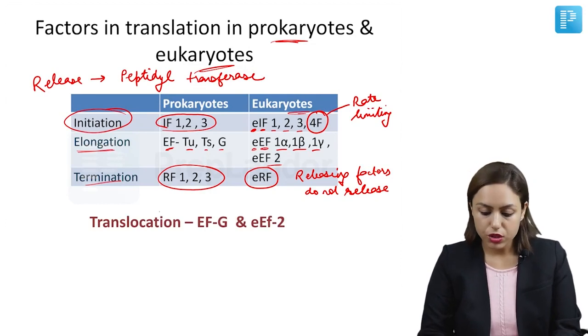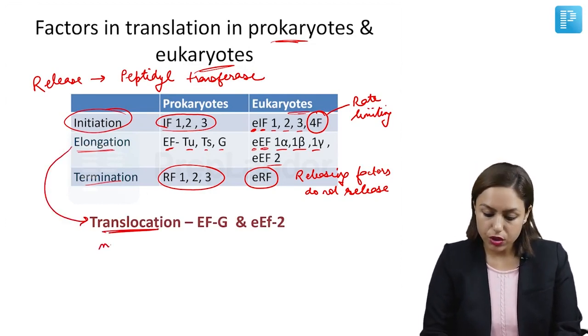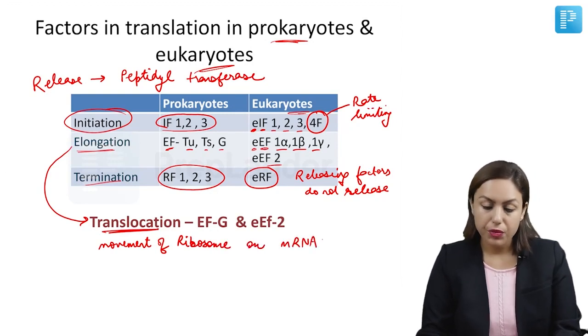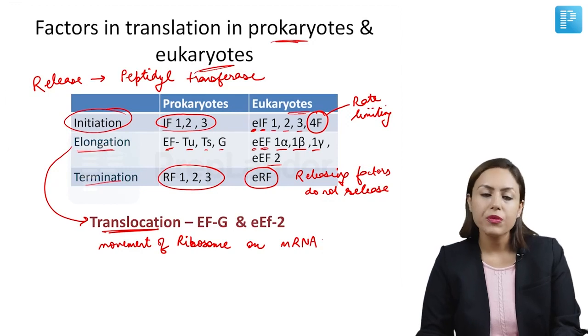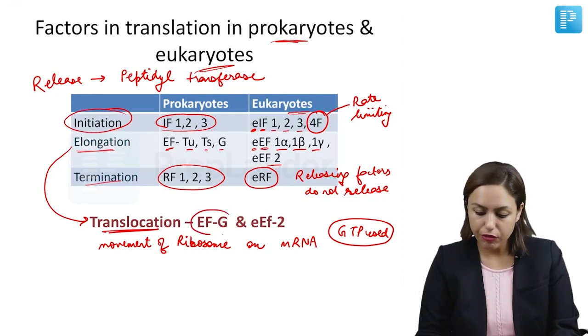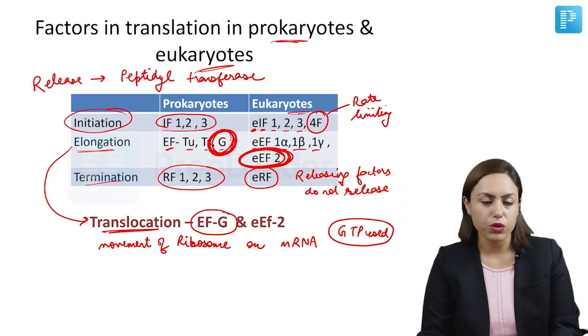Then in translation, in elongation, there is translocation. Translocation is movement of the ribosome on mRNA. Be careful, it is not movement of mRNA, it is movement of the ribosome on mRNA. One GTP is used in translocation, and this translocation requires the factor EFG in prokaryotes, and elongation factor 2 in eukaryotes. Right?